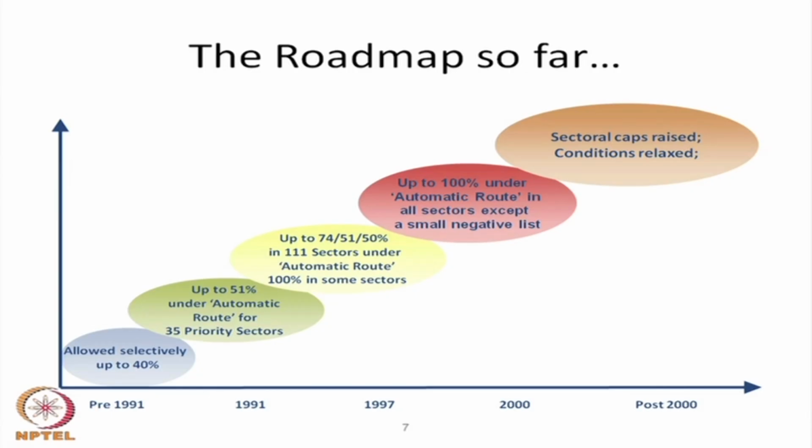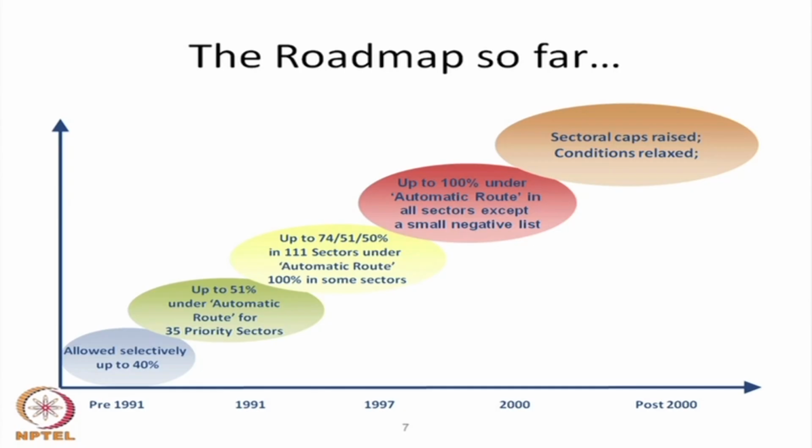This FDI investment further increased in 97 to 74%, and 111 sectors were included in the automatic route, and 100% FDI investment was allowed in this sector. Then up to 100% under the automatic route in all sectors except a small negative list. The Government of India in 2000 declared a negative list for defense sectors and sectors of national importance like the nuclear power sector. There is no FDI investment in this sector. In all other sectors, 100% FDI investment is allowed, and all other sectors are included in the automatic route.